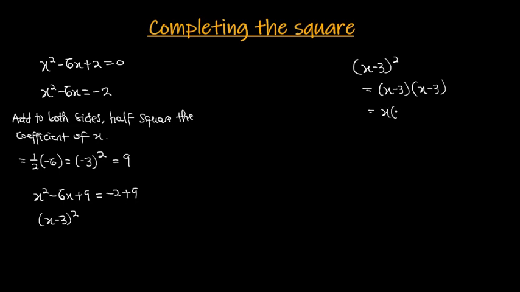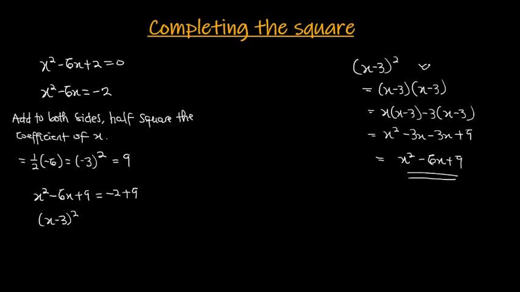So we have x into bracket x minus 3, then minus 3 into bracket x minus 3. So x multiplied by x will give me x squared. This will give me negative 3x. This will give me another negative 3x, and this will give me positive 9. So this is equal to x squared minus 3x minus 3x, which gives minus 6x, plus 9. So we can see that the expression (x minus 3) squared is equal to this expression we have over here, which is the same that we have over here. So I can rewrite this whole expression as this because it is a perfect square.